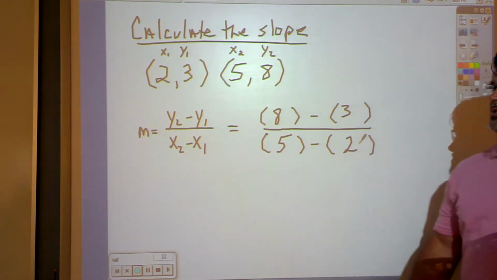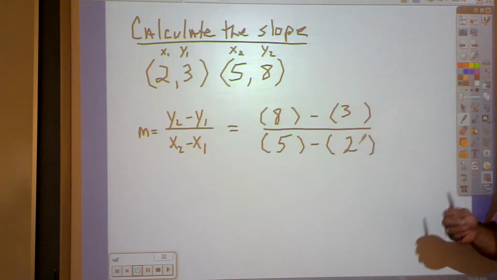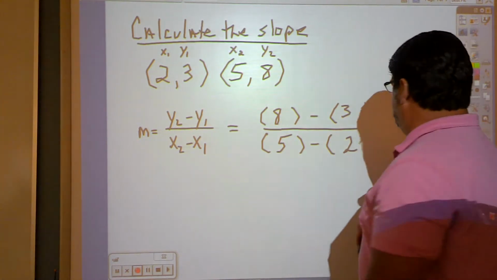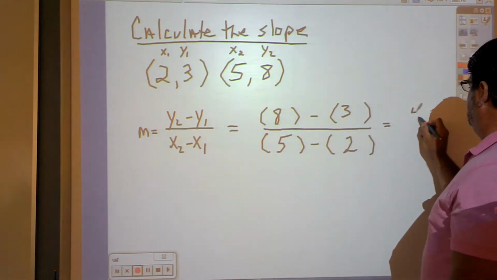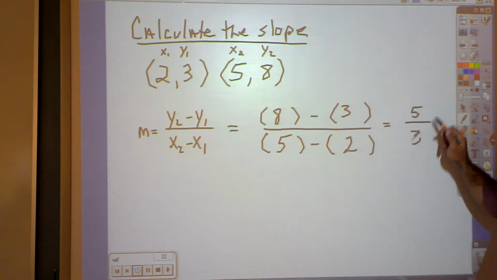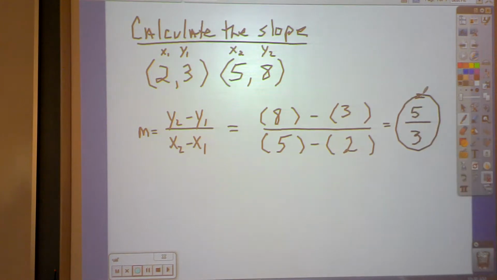Now, of course, this is whole numbers and they're all positive. So really the parentheses are not that big of a deal. What do you use parentheses for? 2 things. Fractions and what? Negatives. That's why you use parentheses. So 8 minus 3 is what? 5. And 5 minus 2 is? And you have just calculated the slope. And that's how you calculate the slope.